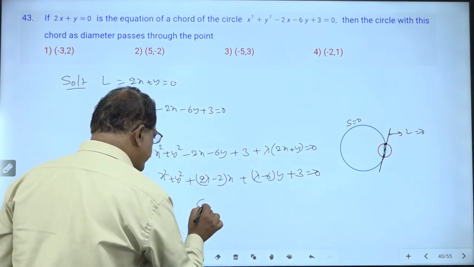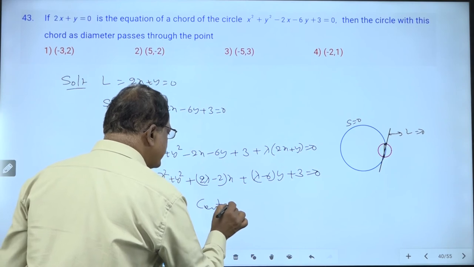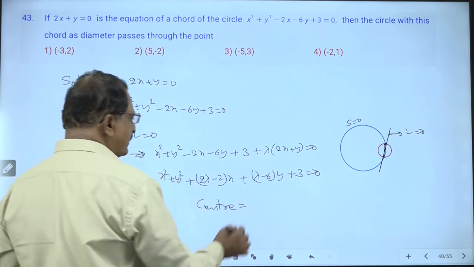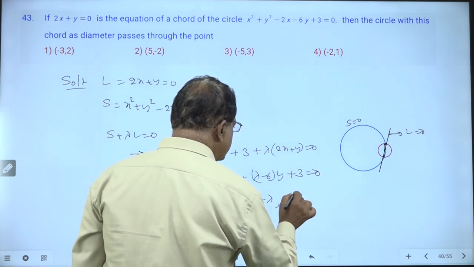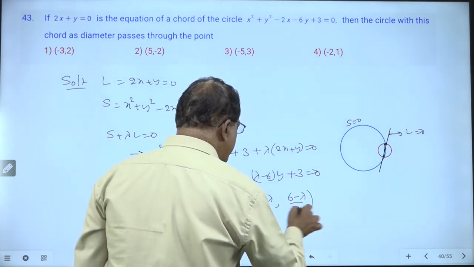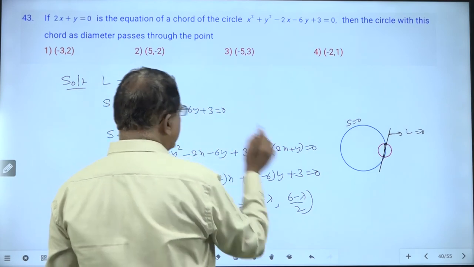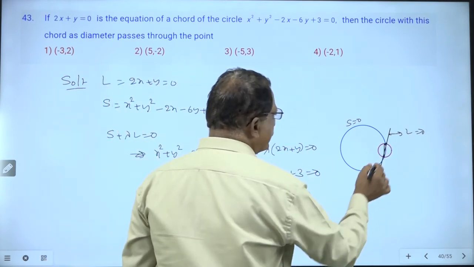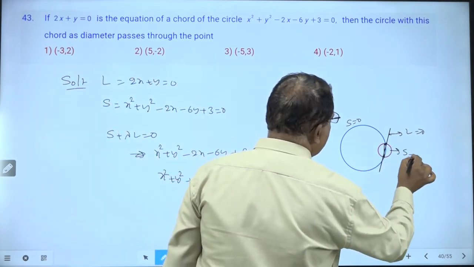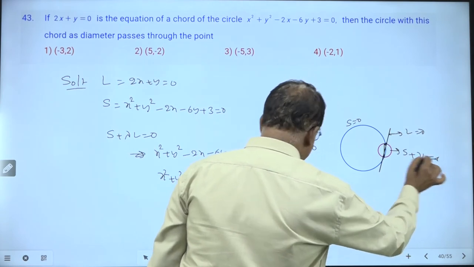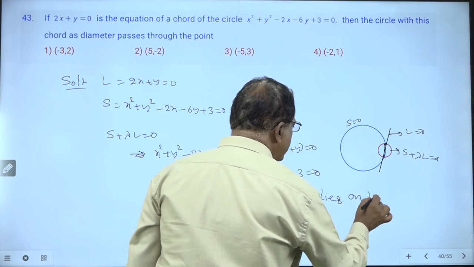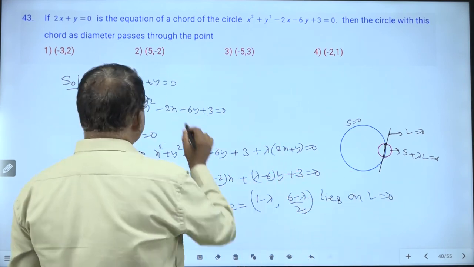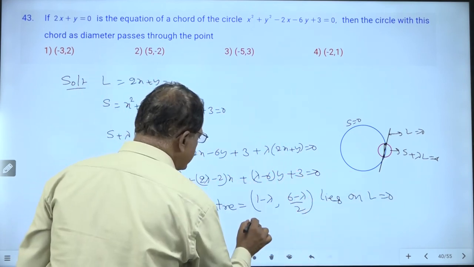Now its center equals minus half of the coefficient of x and minus half of the coefficient of y: (1 minus lambda, 6 minus lambda by 2). But it lies on the line L because it is the diameter of the required circle. It is S plus lambda L equals 0. Now it lies on L equals 0.